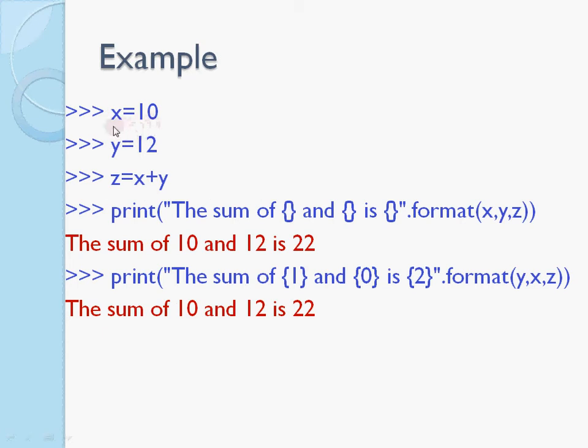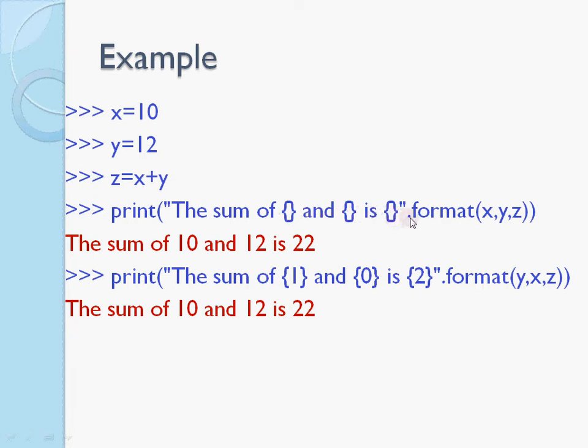Value 10 is assigned to a variable x. Value 12 is assigned to a variable y. Next, the sum of x and y is assigned to the variable z. In the output statement, that is the print function, we are going to use the format function. So the string is, the sum of placeholder and placeholder is placeholder, enclosed within a string.